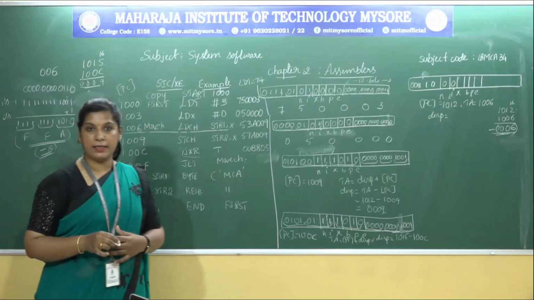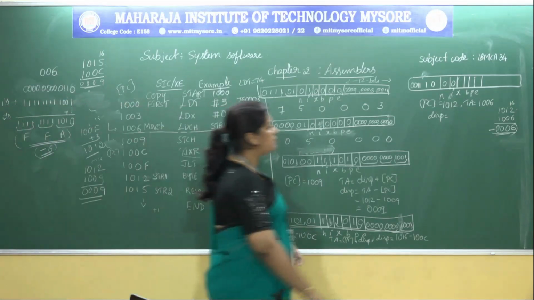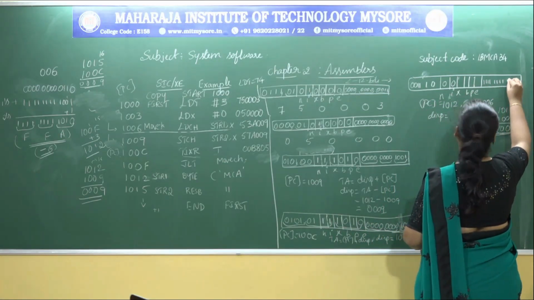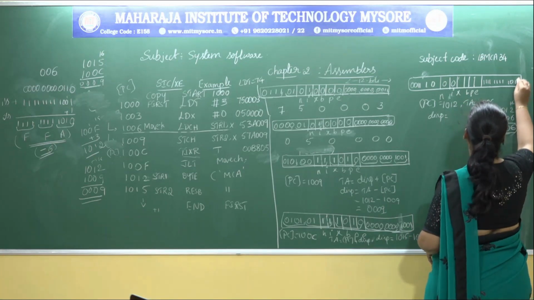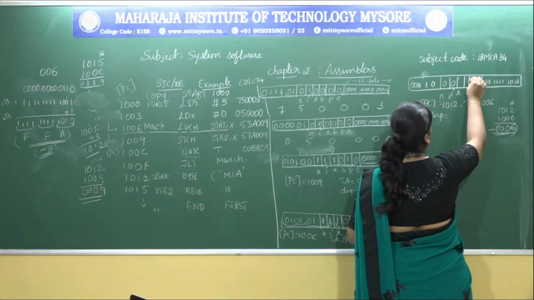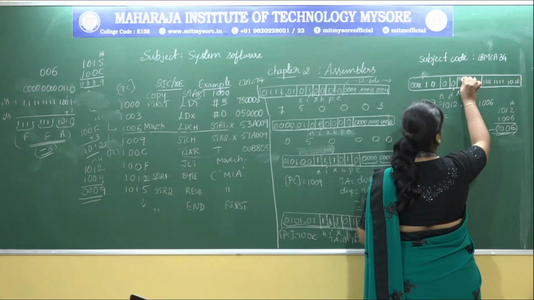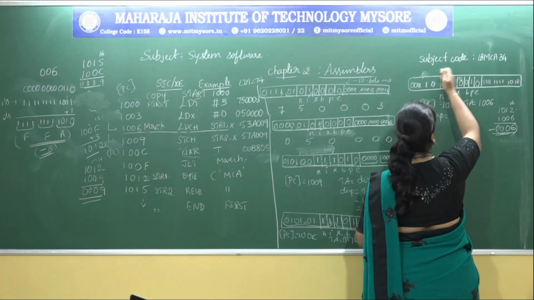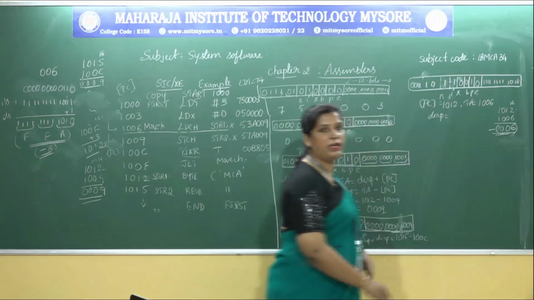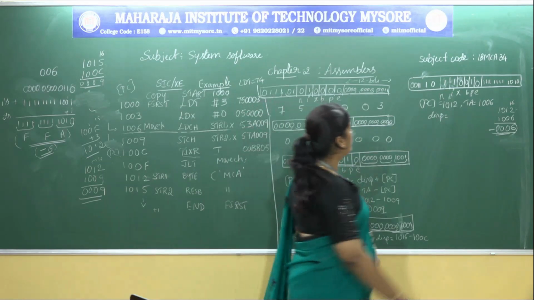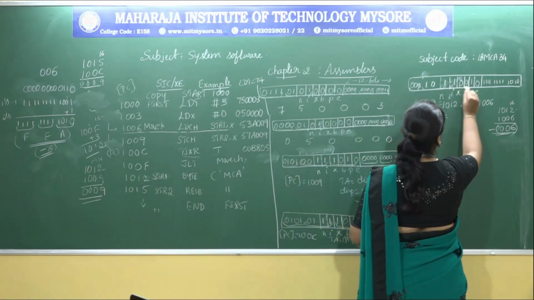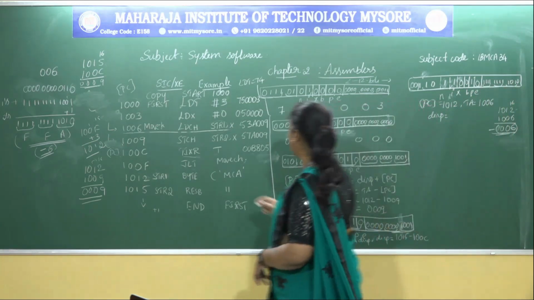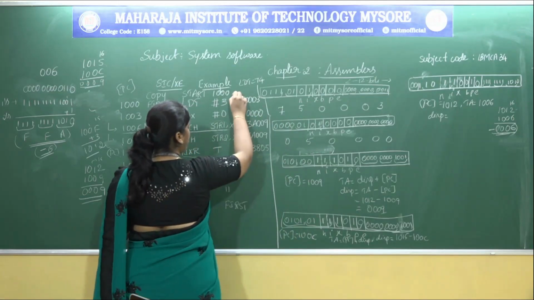Minus 006 is FFA. So in the displacement field we write 1111 1111 1010. Since it is format 3, program counter relative, base relative no, index register no. Since it is direct addressing mode, we are setting the N and I bits as 1. So now let us get the object code for this.